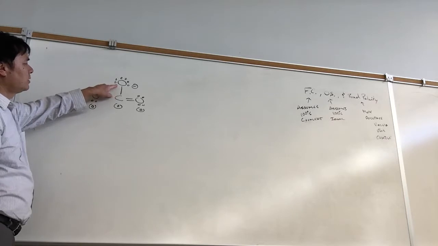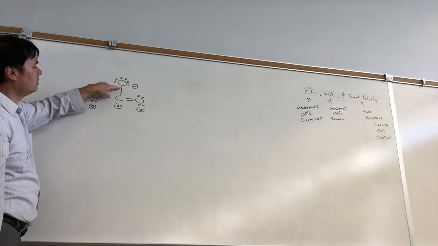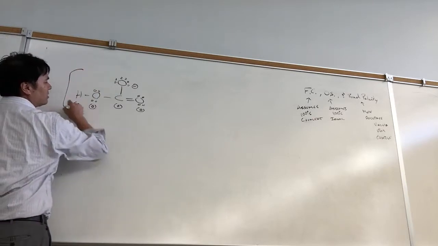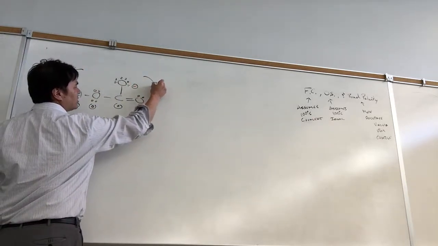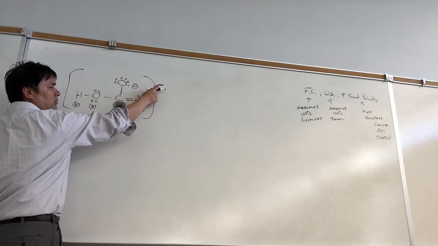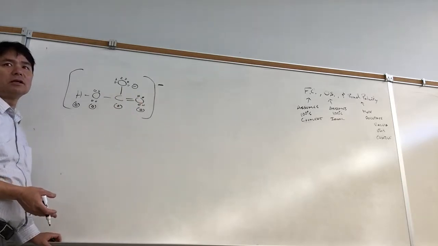This oxygen ends up with an extra electron because it has 1, 2, 3, 4, 5, 6, 7. It's supposed to have 6, so it has an extra electron. Well, that extra electron is no problem because this whole thing has a net negative charge. All the formal charges must sum up to the net charge on the species. And so we've got to have a negative charge somewhere, right?